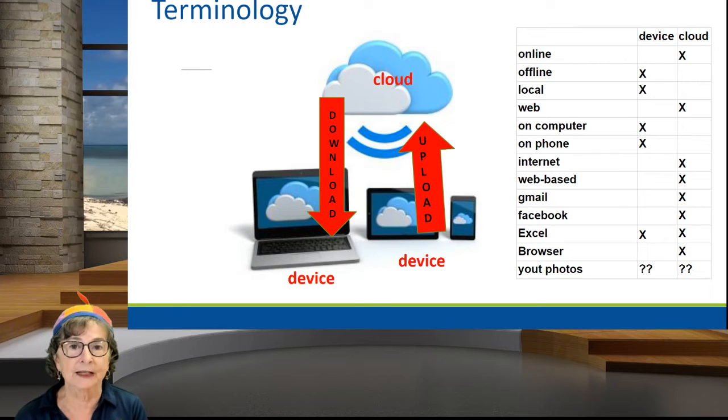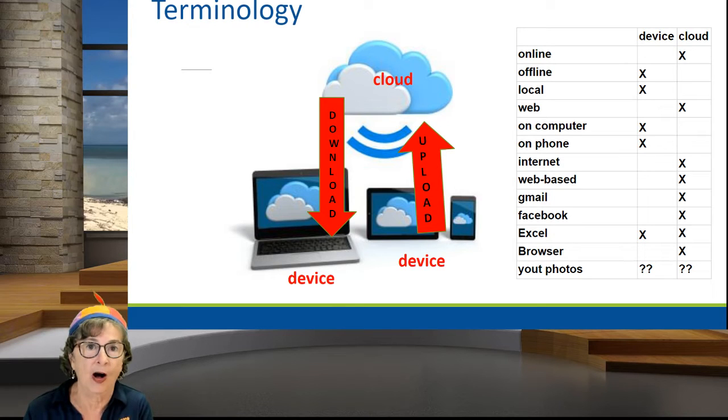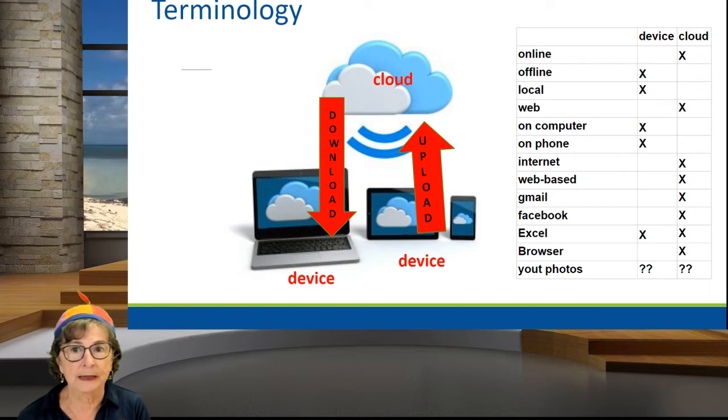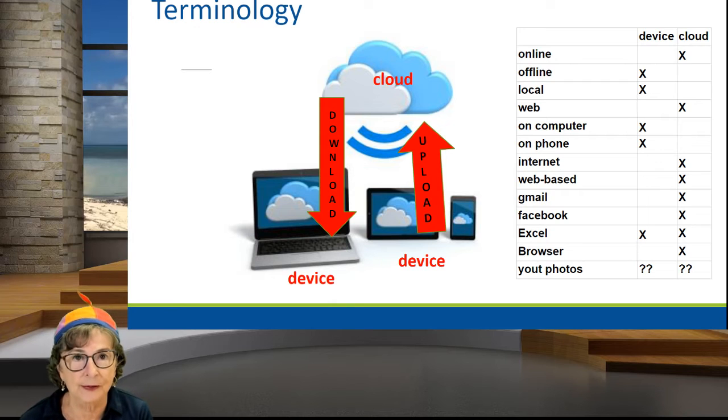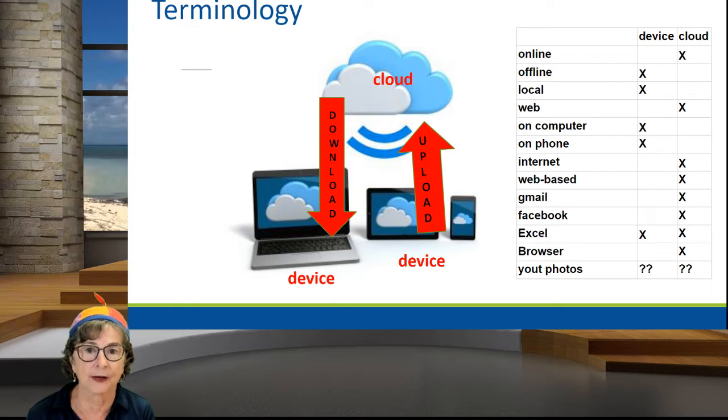If your data is offline, it means it's on the device. If you're seeing it offline, that means it's on your device. Local means the same thing. Web means cloud. On computer refers to your device. On phone refers to your device. Internet refers to cloud. Web-based, cloud. If you use Gmail, all your email is in the cloud. If you use Facebook, you are using the cloud. It's not on your device.